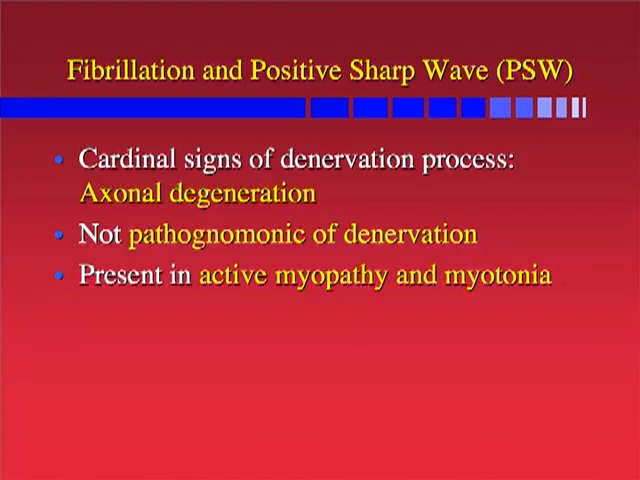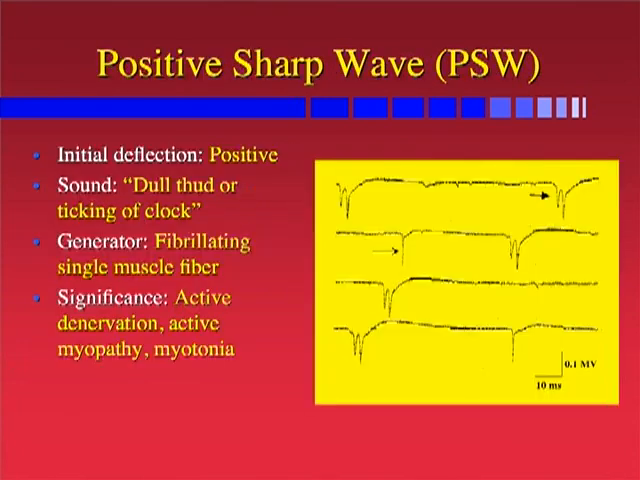However, they are not pathognomonic of denervation because they are also observed in active myopathy and myotonia. It is more likely that fibrillations and positive sharp waves in active myopathy and myotonia represent hyperexcitable membrane. Thus, fibrillations and positive sharp waves should not be called denervation potentials.